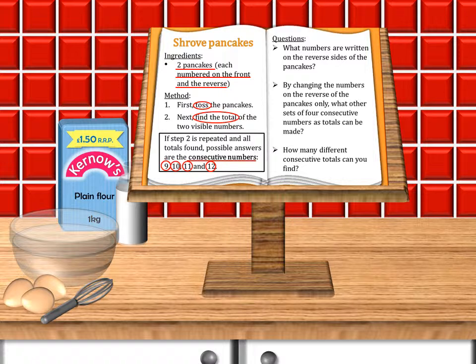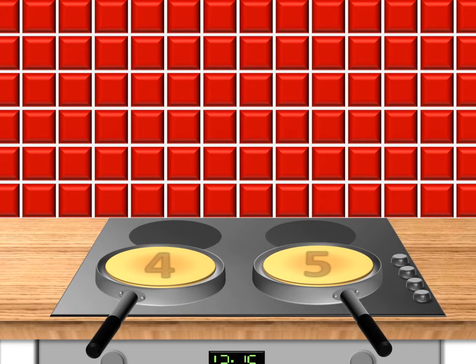The first part of the challenge is to work out what numbers are written on the back or reverse of each pancake. Let's have a look at some we made earlier. The best way to solve this question is to use an ordered approach to make sure we find all the possible answers in the most efficient way. So we could start with what we already know.